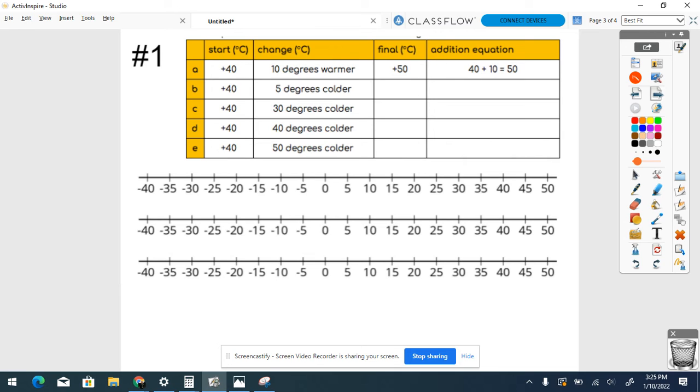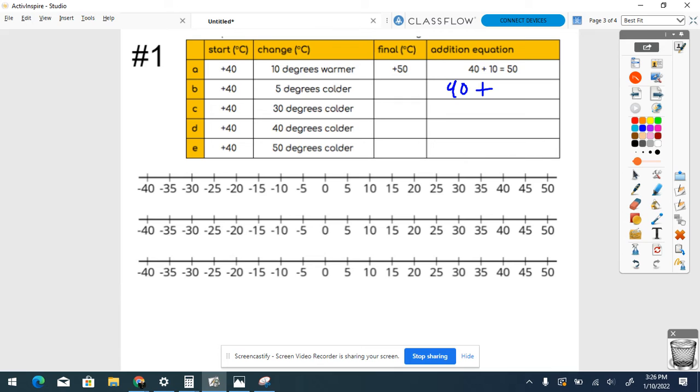So we just did A together. 40, 10 degrees warmer means plus 10 equals 50. And then we made the number line. So let's look at B. We're starting at 40, but we're going to be 5 degrees colder.